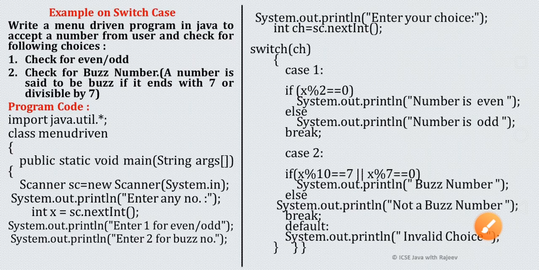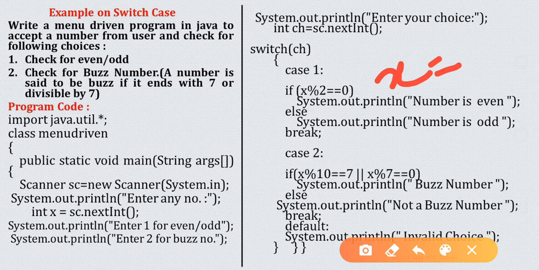Now case 1. In case 1, I have already specified in the choice that case 1 is for even and odd, and my number is stored in the x variable. So in case 1 I will write the logic for even and odd: x mod 2. For example, assume I enter x value 12. In that case, 12 mod 2 equal to 0, the condition is true, and it will print the output even.